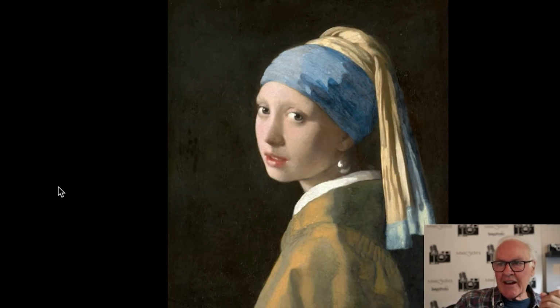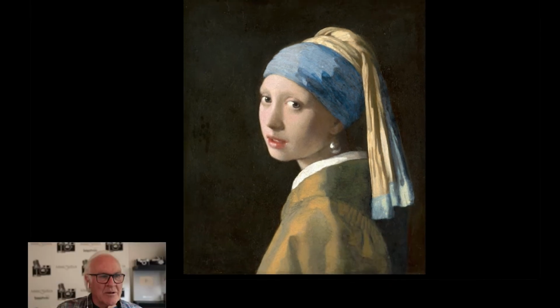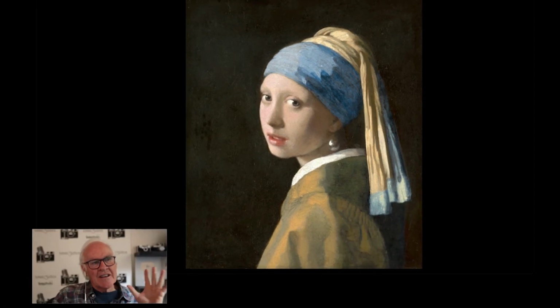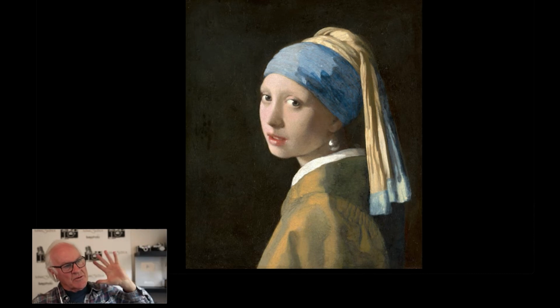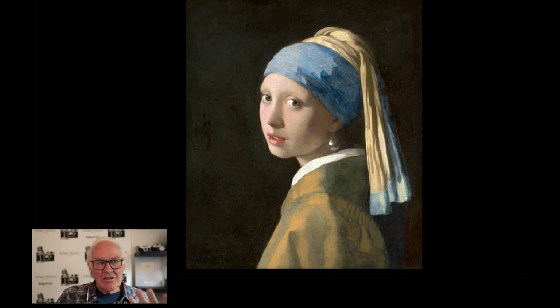One way to do that is to look at classical painters. This is our friend Vermeer, the Girl with a Pearl Earring. He used one light source coming through a window, a north-facing window, and that's it. So you can use these techniques. Rembrandt is another one.